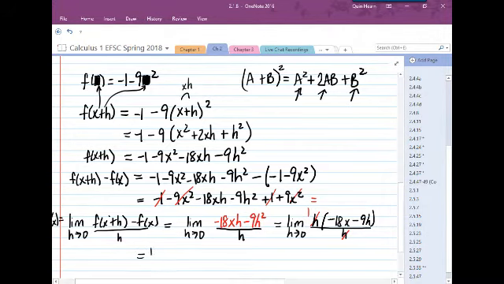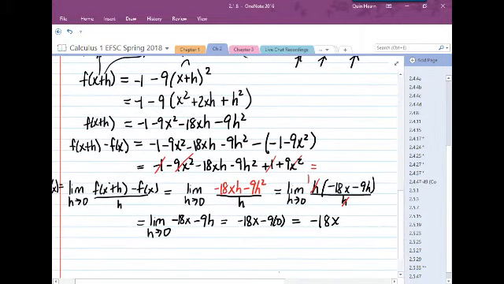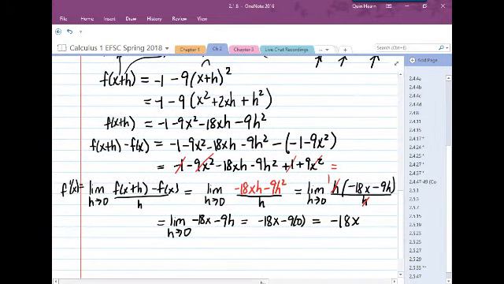So we have the limit as h goes to 0 of -18x minus 9h. And now we check again. Can I plug 0 in for h? Yes, I can. That would give me -18x minus 9 times 0, which is -18x. That's not an indeterminate form anymore, right? So we have found our formula for slope. The slope of that particular function at any particular x value.